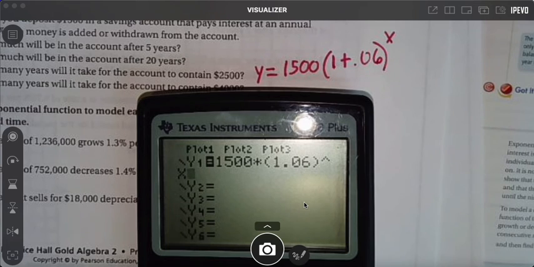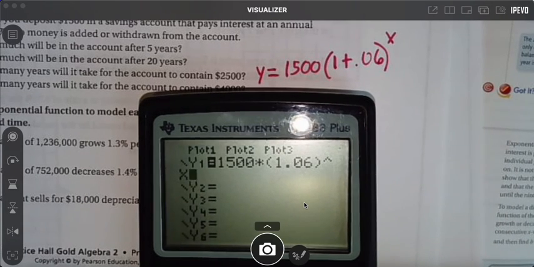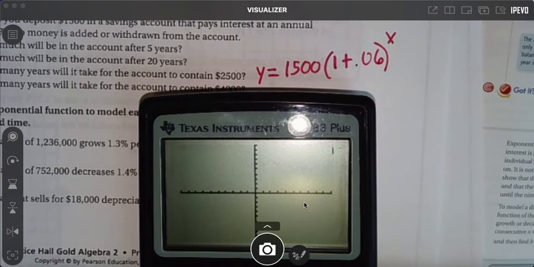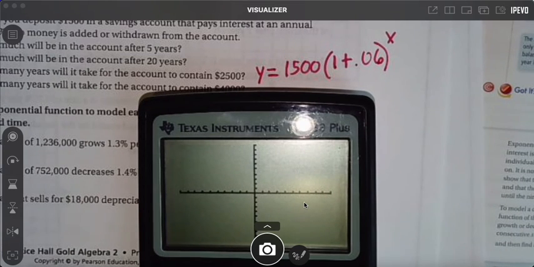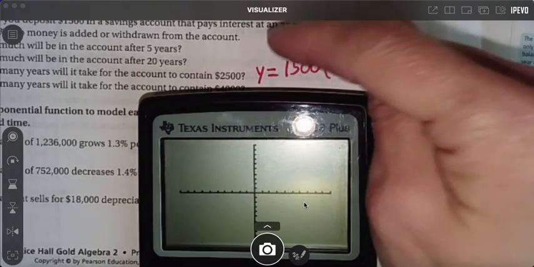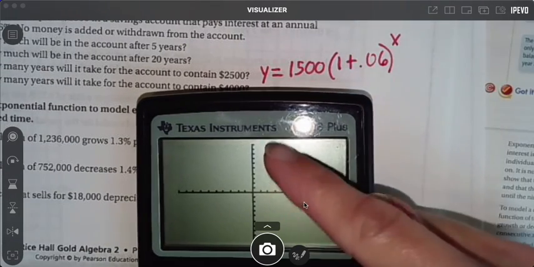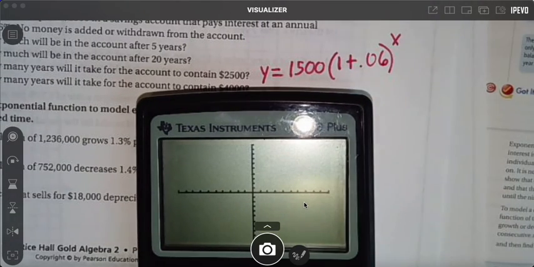Now if I press graph, it says error. So we can't really see it because it's really high up, right? Because 1,500, it's all the way up at 1,500. That's my Y-intercept. Remember learning that? So it's way up there at 1,500. Now, I don't even really need that.